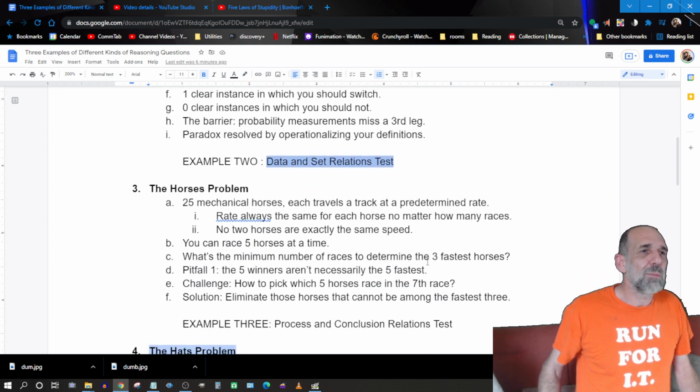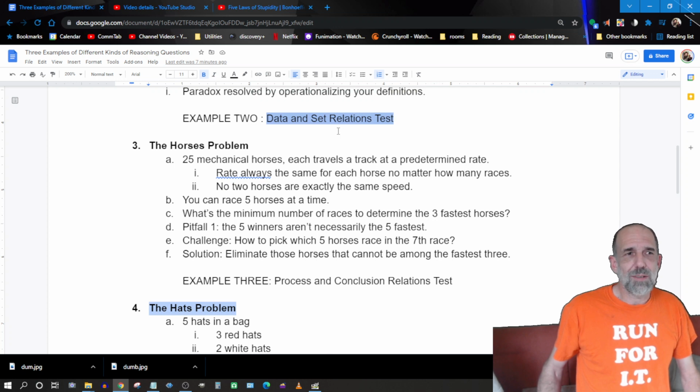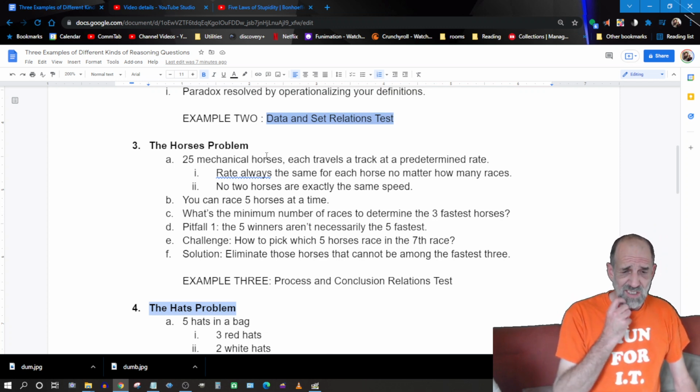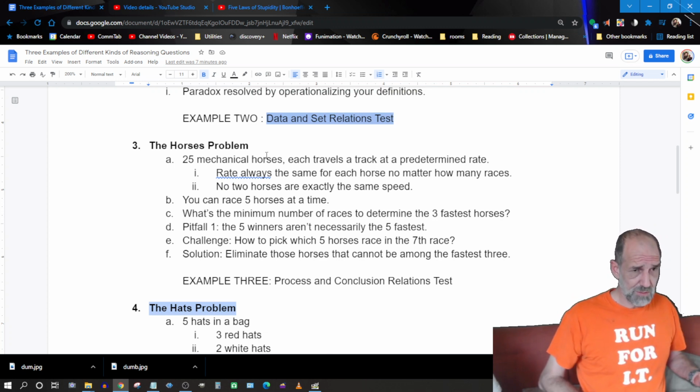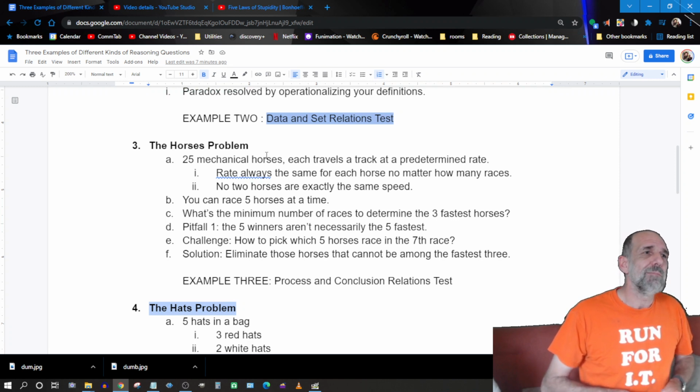All right, now let's look at example set 2 and see how that differs. Example 2, data and set relations test. So the thing is, when we look at 2 and 3, they break down to the same kind of problem sort of at the end, but they start off with different situations. This mechanical horses problem is a problem that Google gives potential employees, apparently, or a problem that companies like Google sometimes give employees. Well, probably not anymore now that it's famous. But it posits that 25 mechanical horses, each traveling a mechanical horse track at a predetermined rate.